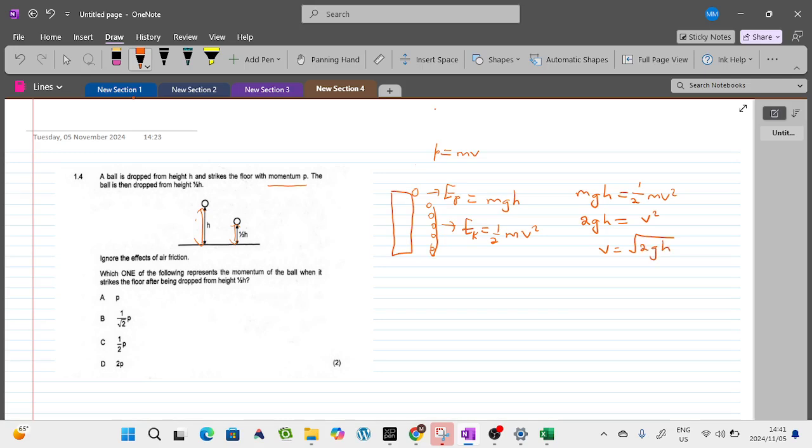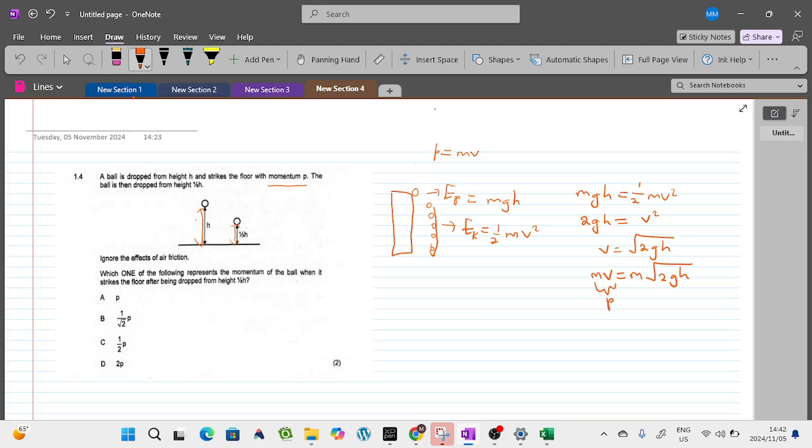Okay, but now we want to find the momentum. Momentum is equal to mass times velocity, which means we need to multiply this thing by mass. So it's m times v, then we need to do the same to the other side. So it's mass times this thing which represents the velocity, the square root of 2gh. This thing is the momentum.